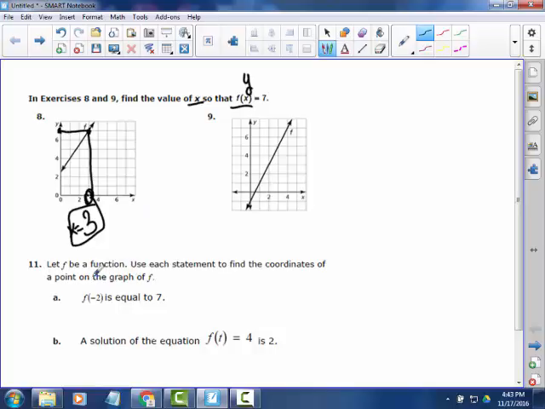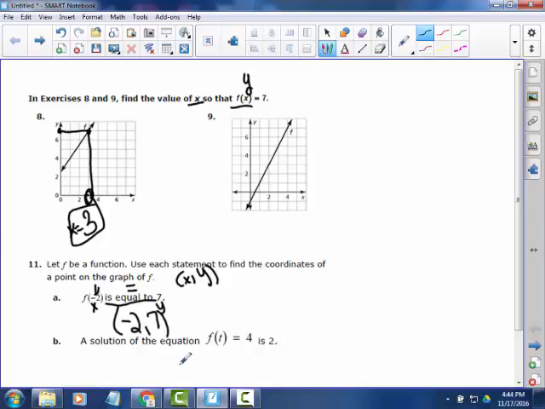And then here it says let f be a function. Use each statement to find the coordinates. Remember, a coordinate is an x and a y. Instead of saying is equal to, that could be our equal sign. So it looks just like here where we said f of x equals 7. So f of negative 2 equals 7. The f of is the same thing as saying y. So y equals 7. And what's inside the parentheses is our x. So this is x, this is y, and then we put it together: negative 2, 7. Hopefully that gives you a hint on how to work part B.